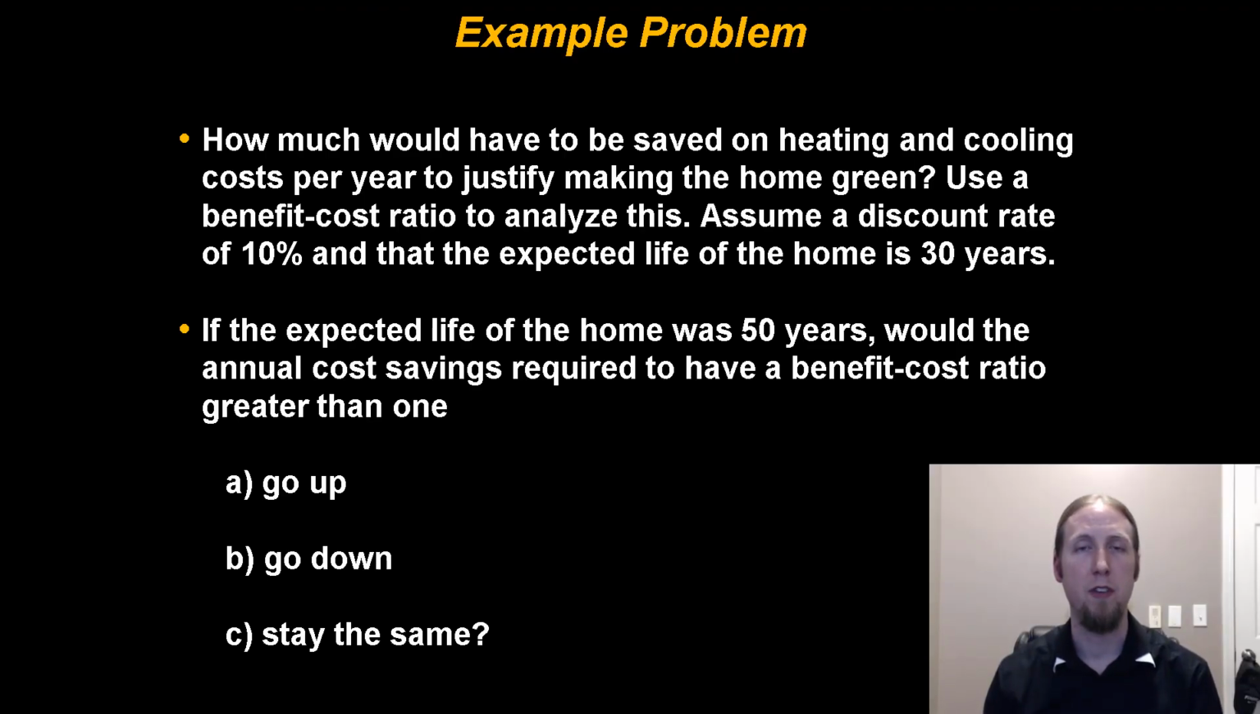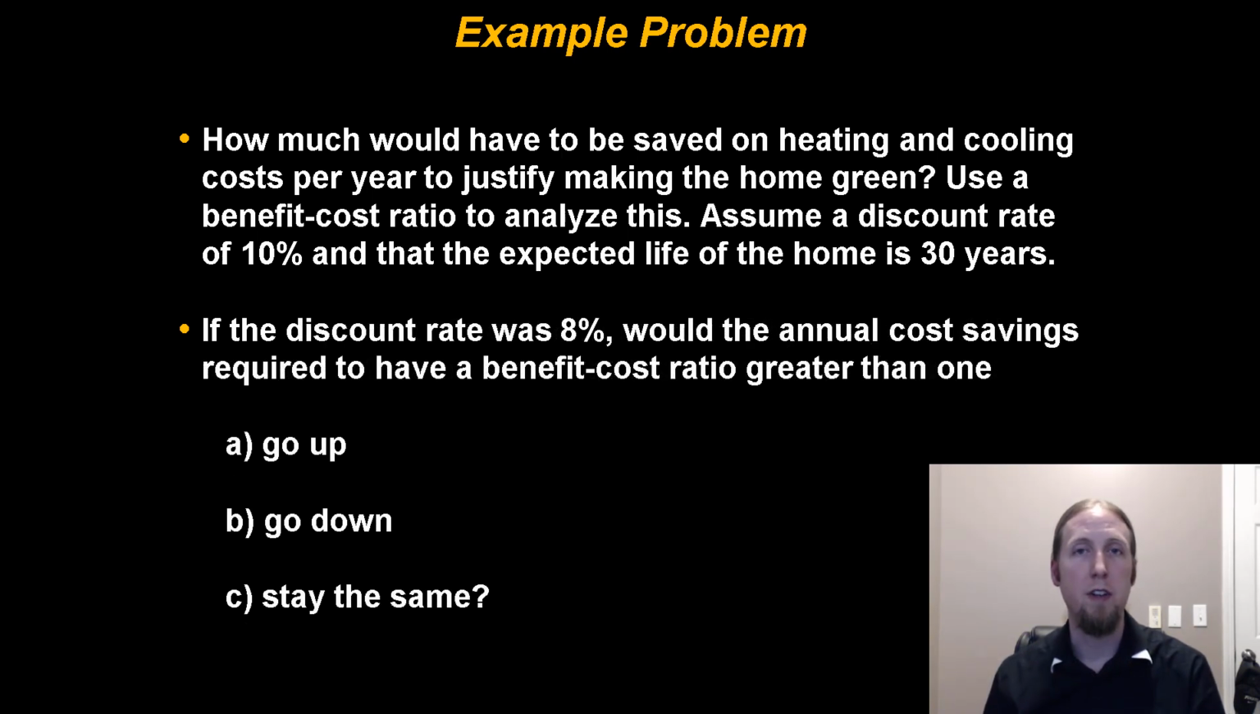Now we can ask a couple of conceptual questions. First, if the expected life of the home was 50 years instead of 30, would the annual cost savings required to have a benefit cost ratio greater than 1 go up, down, or stay the same? If the expected life of the home was 50 years instead of 30, that means we have more years for that annuity to accrue benefits. So we need a smaller amount for each individual year. Therefore, the annual cost savings that would be required would go down.